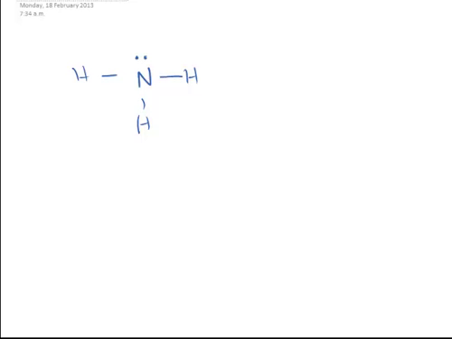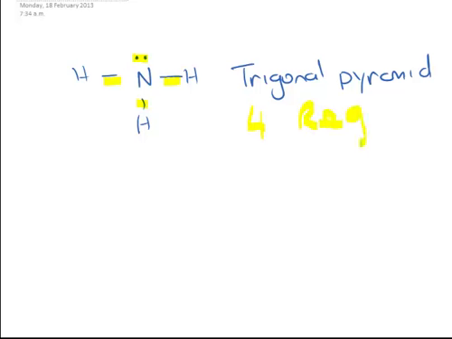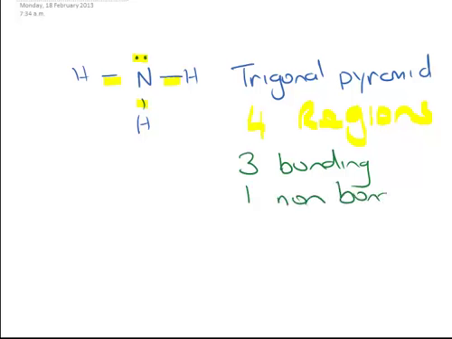Now, this is NH3, a common example that's appeared in a number of exams. For a start, you should be able to name the shape, which of course is trigonal pyramid. So this has got 4 regions of electron density around it. There's 1, 2, 3, 4. So it's got 4 regions. And 3 are bonding. And 1 is a non-bonding pair. So if you know that information, then you should be able to write about this.